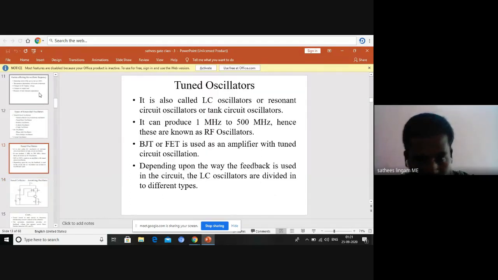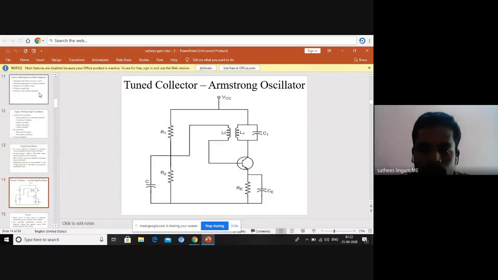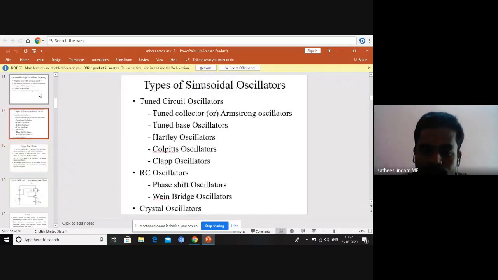All these subdivisions under the tuned oscillator are categorized based on the way the feedback is connected and used in the circuit. How we are fixing the feedback in our circuitry gives these differences and subdivisions: tuned collector oscillator, tuned base oscillator, Hartley oscillator, Colpitts oscillator, and Clapp oscillator.